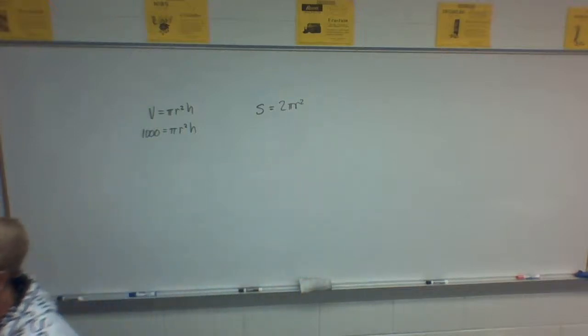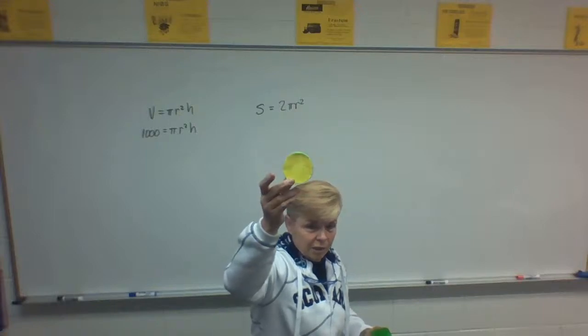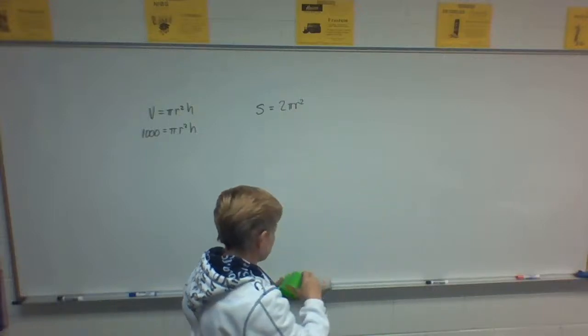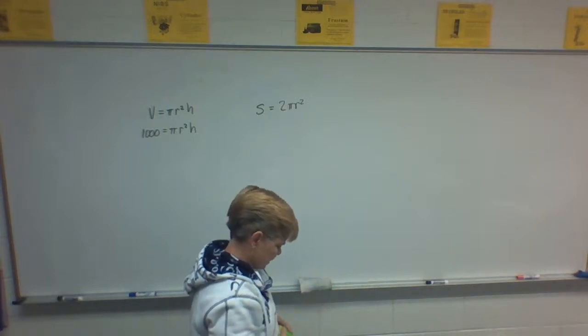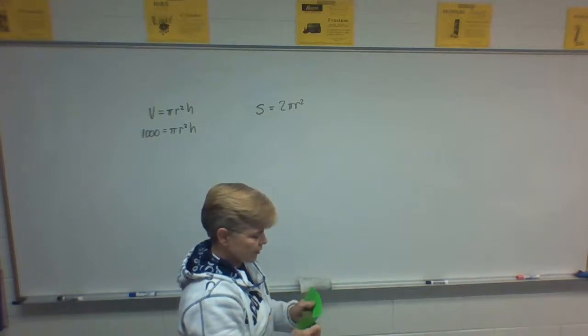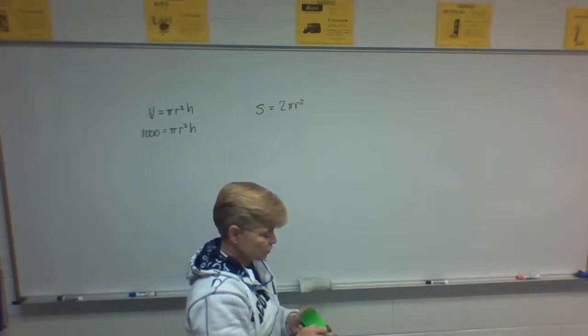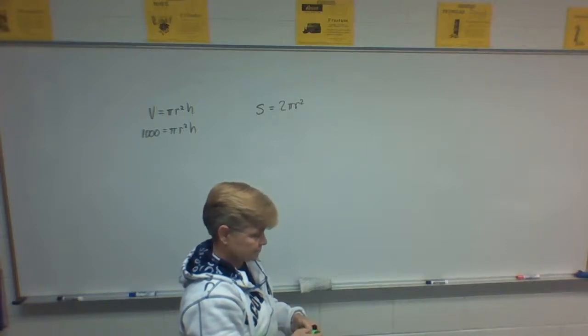The rest of the can, if you cut it from top to bottom and open it up, is a rectangle. If this is my cute little can, the 2 yellow circles are already up there, that's 2 pi r squared, but then there's this part right here. And if we cut it like a soup label on a can, cut it down the middle and open it up, you get a rectangle. And the rectangle's area is the circumference of the circle, that's the length, times the height of the can.